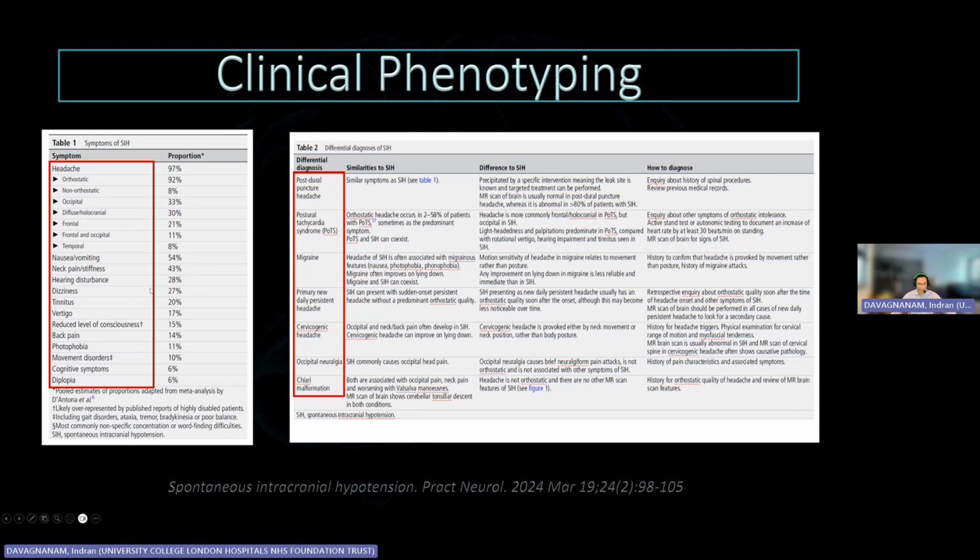So you can see here in the first box, there are differing percentages of presentation. And along with that, there are a myriad of different mimics for CSF leaks, not least POTS, migraine, cervicogenic headache, and primary new daily persistent headache, which are not associated with CSF leaks.